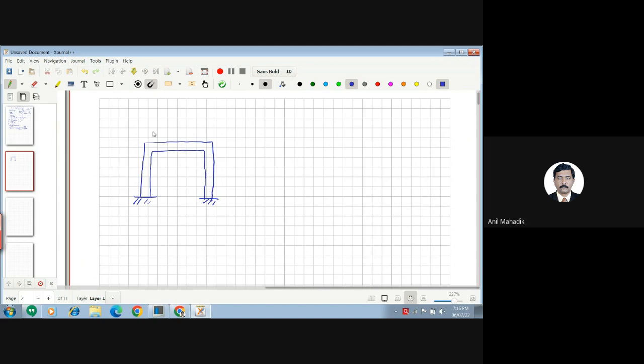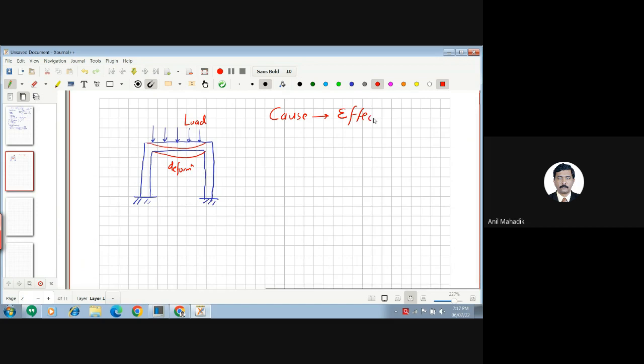And due to its self weight, there will be load, and the load is in the gravity direction. And what will happen due to the loads to this structure? It will deflect or deform, we can say. Okay. So that means this is the load and this is a deformation or deflection. So in general, in any structure, there is a cause. They follow the cause and effect rule or principle. Cause, effect.